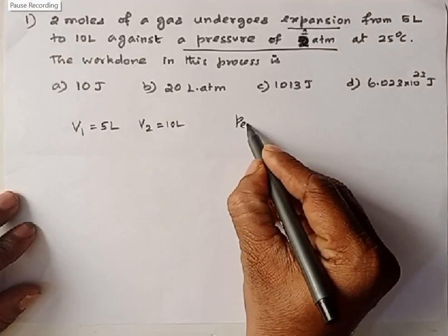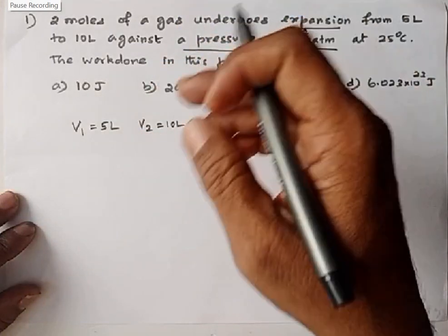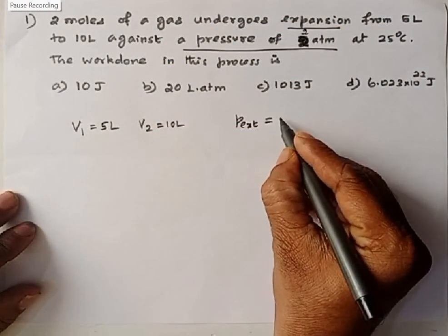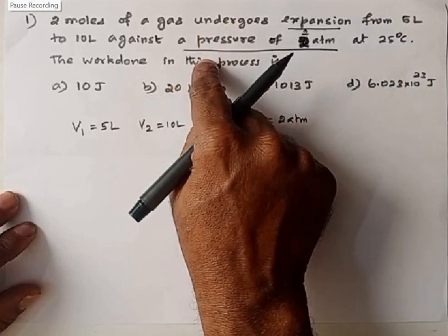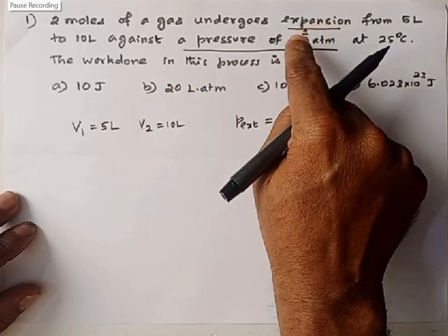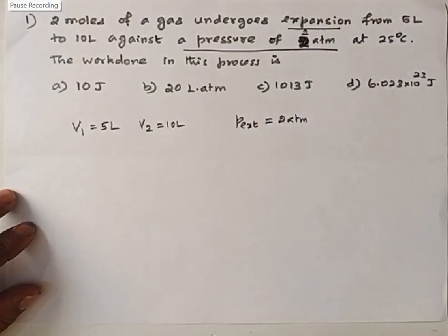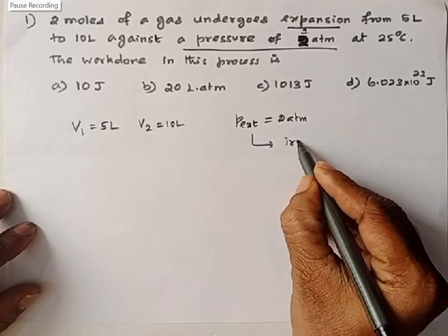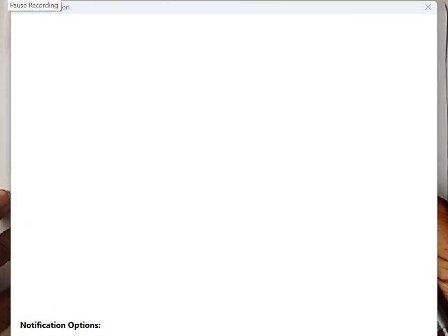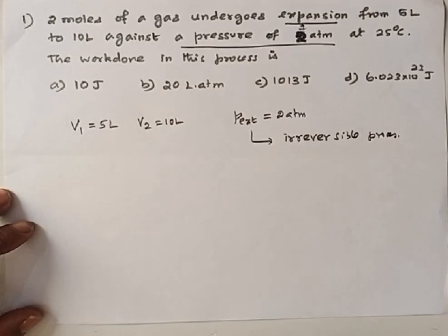So here external pressure, against means external, okay. The gas is expanding against some pressure, there is nothing but external pressure. So external pressure is 2 atmosphere and it is a constant. That means the external pressure remains constant here. And you know very well, whenever the external pressure remains constant, that process should be an irreversible process. So it is an irreversible process.